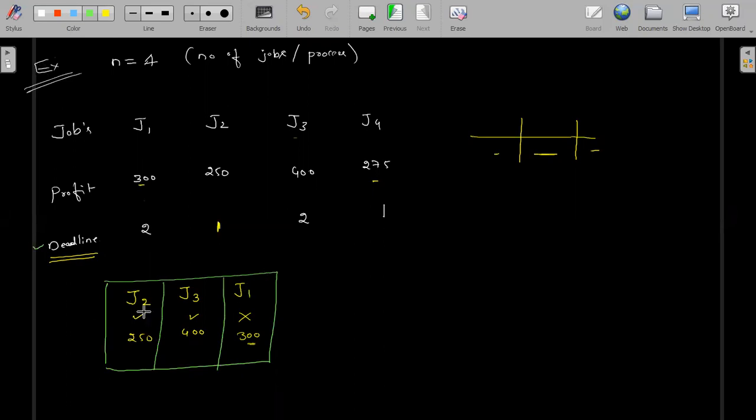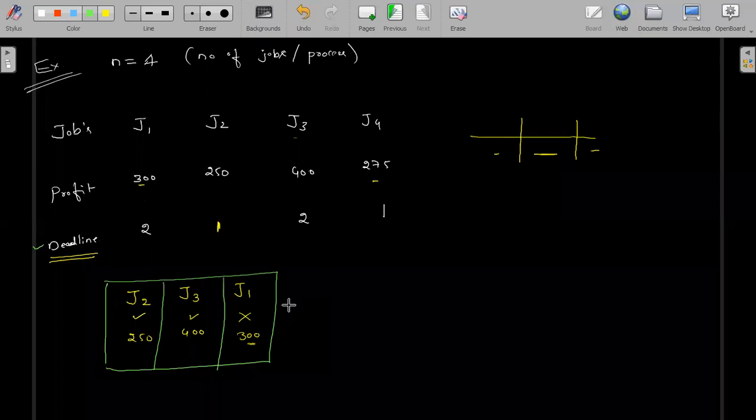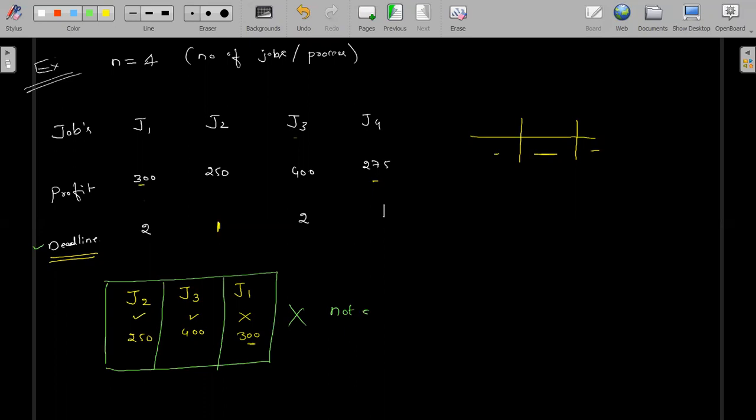For that, see here, we have taken J2, J3, J1. J1 requires 2 months, but 2 months are already over. The third month is running. It's not at all possible. Yes or not? It's not at all possible. That is the reason why we cannot process this one. It indicates very clearly that this is not a feasible solution.